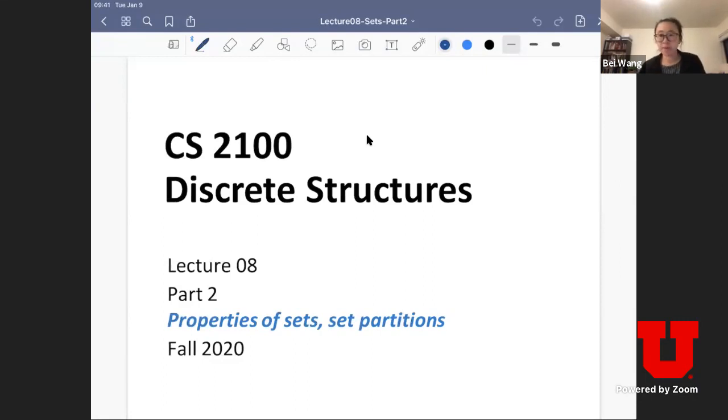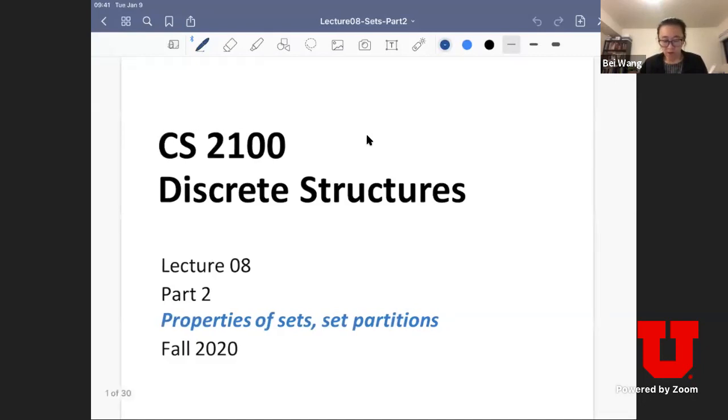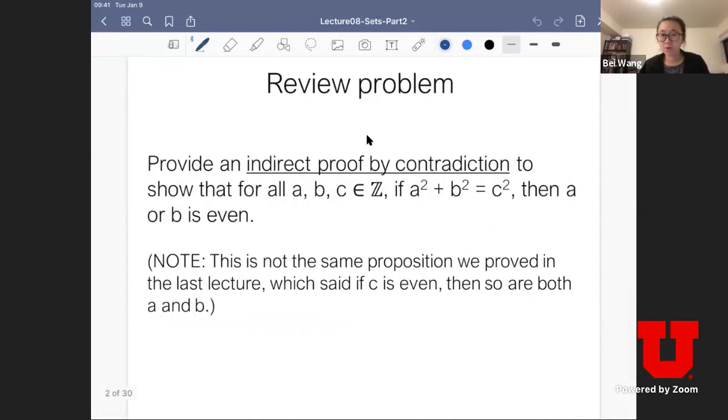All right, this is now the second part of lecture 8, and we're going to talk about property subsets and set partitions. However, before we go on sets, we're going to do a review problem on proofs.